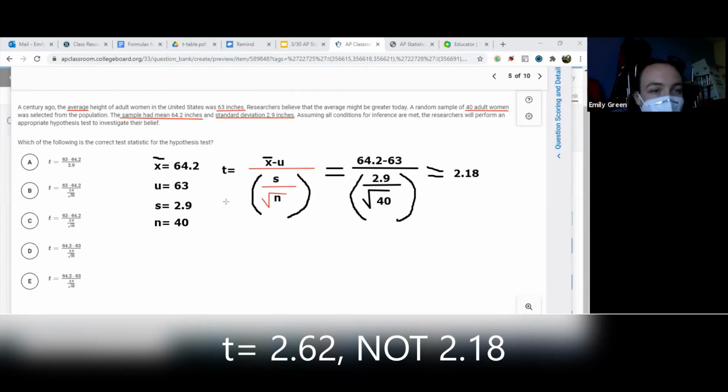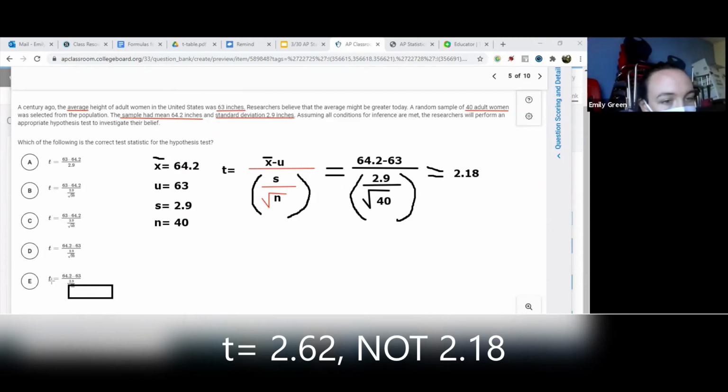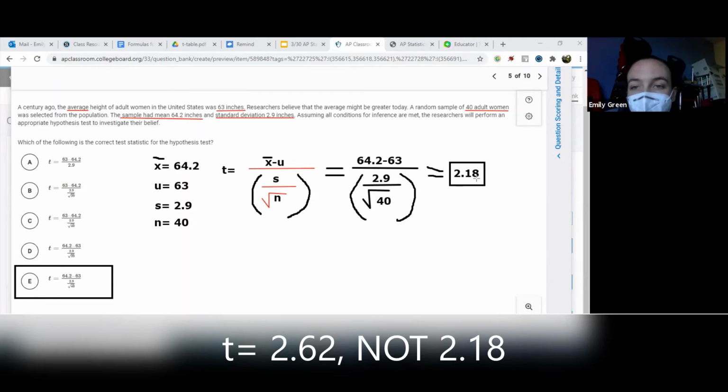Notice that on this multiple choice question, they didn't actually ask you to calculate the number. They just asked you to plug it into the formula. So our answer for this one would be E. We just went a step further. And now that we have that 2.18, we can actually look up and see what is the p-value, because right now we still don't know what our p-value is. And remember, that's the thing that we are comparing to find out, is the p-value greater than or less than our significance level?